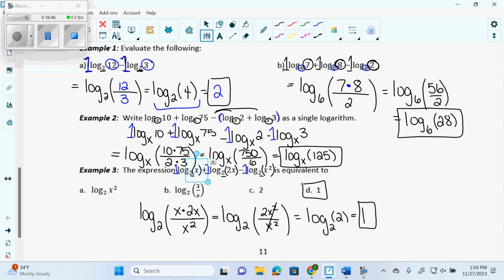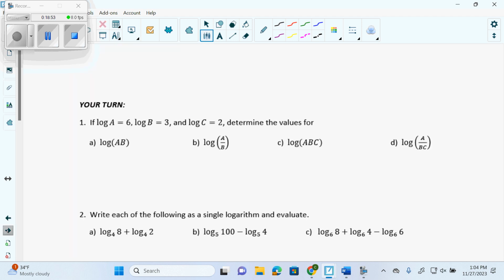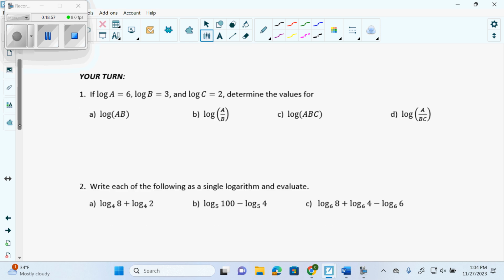All right, now we're going to flip over. All right, so here it tells us log A equals 6, log B equals 3, log C equals 2. Determine the values for A, B, C, and D. So these are not multiple choice, these are actual questions. So if I gave you log AB and I told you that log A equals 6 and log B equals 3, the only way you can plug those in is if you have a log A and you can put in 6 and you have a log B and you can put in 3.